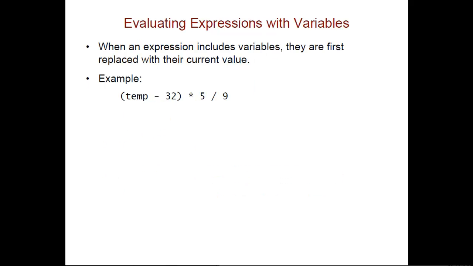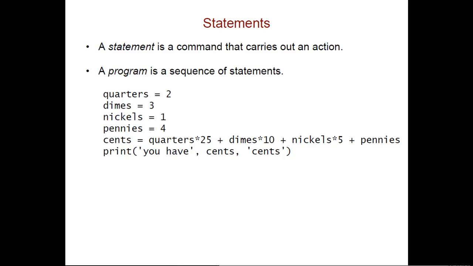Now if you have an expression with a variable, the very first thing that happens is the variable gets replaced with its current value. And then you go on and do the rest of the math to get the final value. But variables always get replaced first. Another key building block is a statement, which is a command that carries out some action. And when we write a program, we're really just putting a sequence of statements together, and they're going to get executed sequentially. And we'll talk more about this particular program, which has 6 statements, later on.